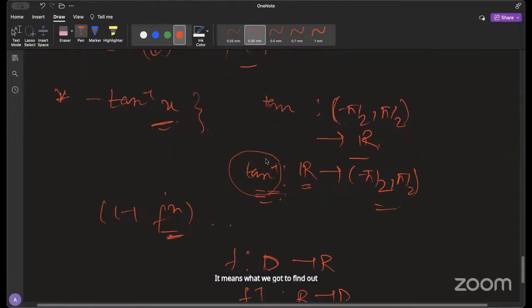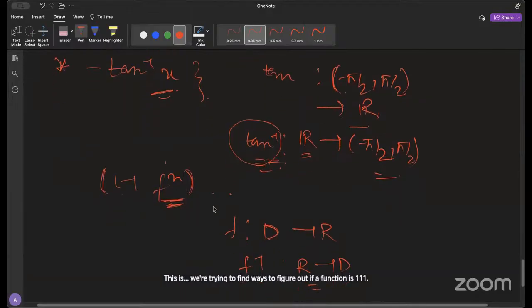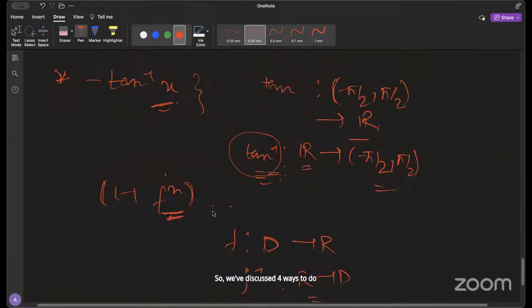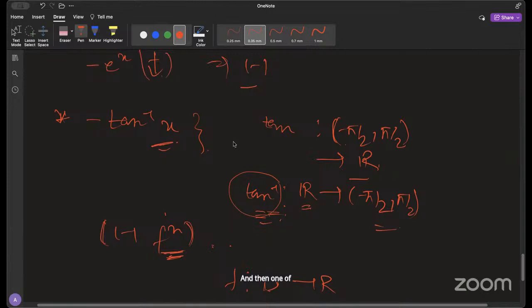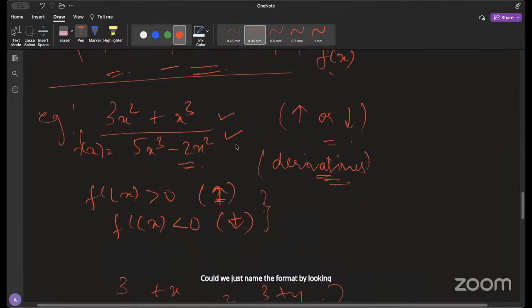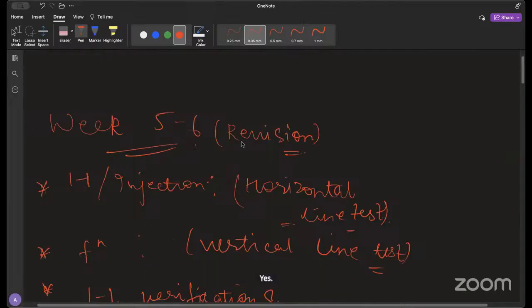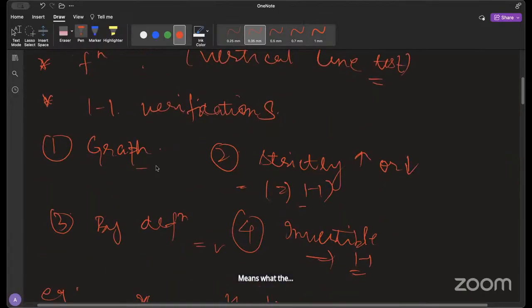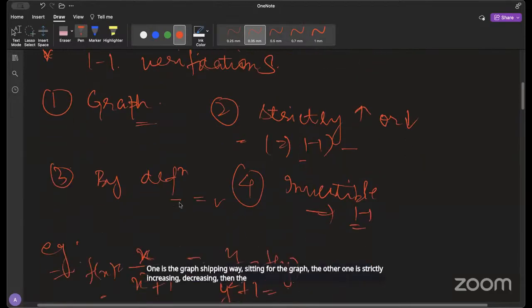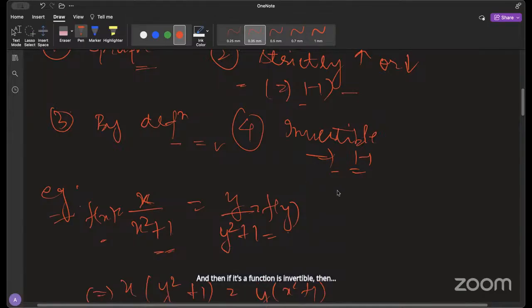Actually, I was disconnected. We're trying to find ways to figure out if a function is 1-1 or not. We've discussed 4 ways to do it. One is the graphical way, if you can plot the graph. The other is strictly increasing or decreasing, then the basic definition. And then if a function is invertible, wherever it's invertible, it's going to be 1-1.